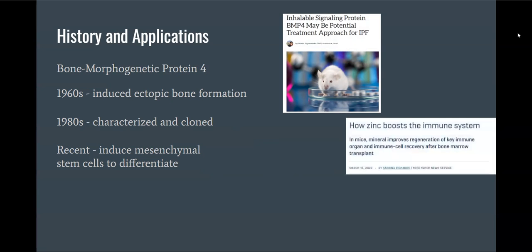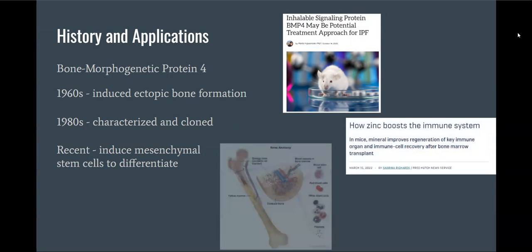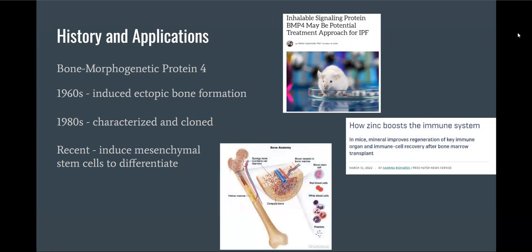Another example is how BMP4 is connected to zinc during immune cell recovery, particularly in the bone marrow. But in order for us as scientists and engineers to arrive at medical solutions, we first need to understand the fundamentals of BMP4, and namely how it is involved in different stages of development.